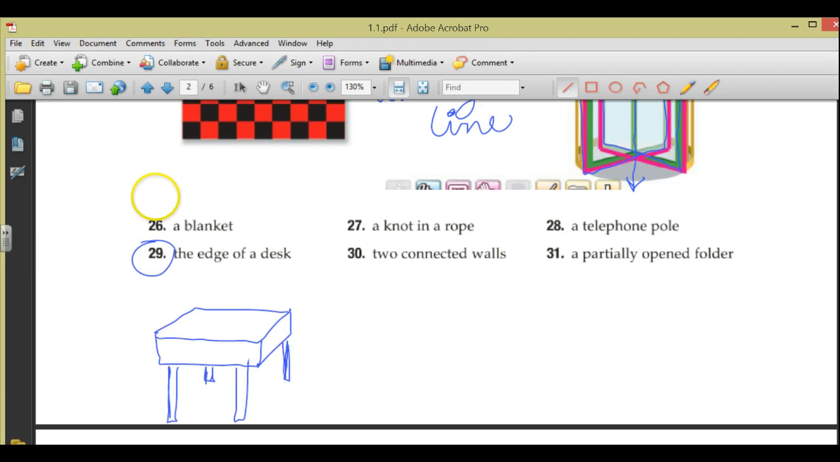So for number 29, the edge of a desk. So if I draw a line along the edge of that desk, that's what the edge would represent.